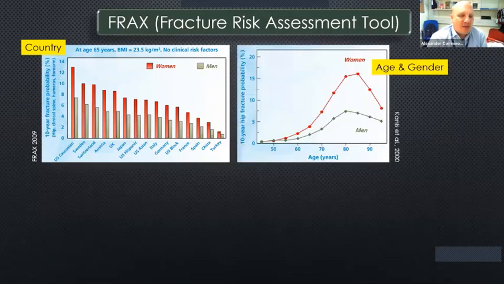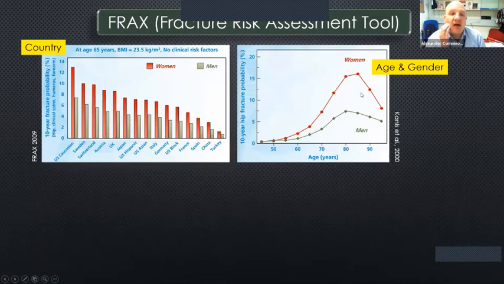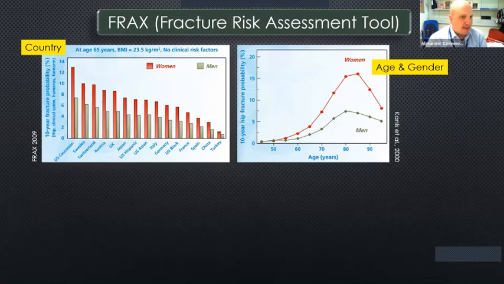Age and gender, obviously also important. So this is 10-year hip fracture probability on the y-axis as you get older. Unsurprisingly, as you get older, your fracture risk goes up. And then probably as you become a bit less mobile, the probability may actually start to go down once you're over the age of 90 or so. And you can see here, obviously, women have a greater fracture risk than men, which is due to the menopause, the massive change in their bone health that occurs from around the age of 50 onwards.